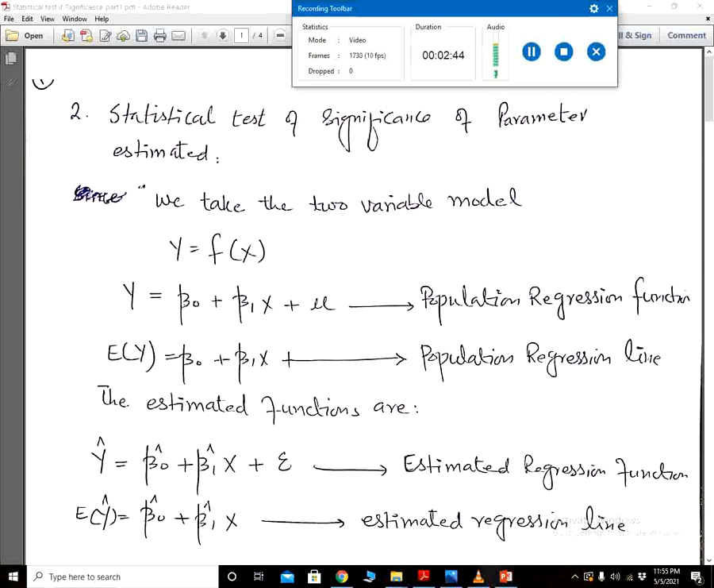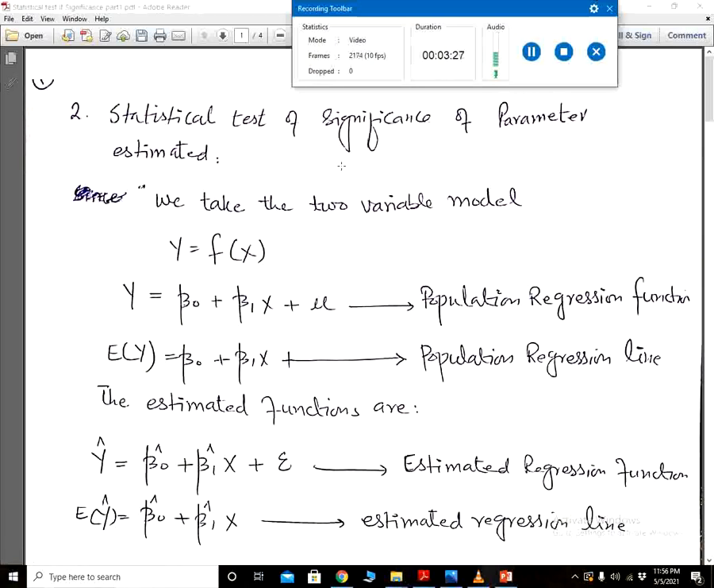Then we have stated that the second test is standard error test. This is also called statistical test of significance of the parameter. Today we will study what is statistical test of significance, what are the various tests that we can use in gauging the statistical significance of the parameter estimated, and why we use that. And the third method, that is econometrical test, we will study in later lectures of heteroscedasticity, autocorrelation, multicollinearity, identification, endogeneity and various problems.